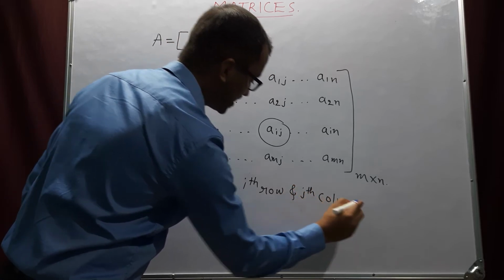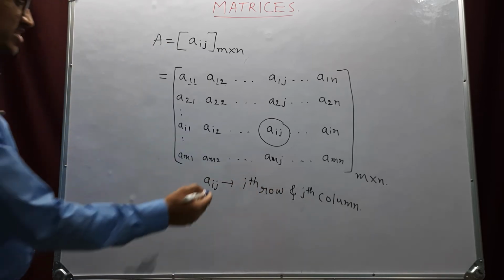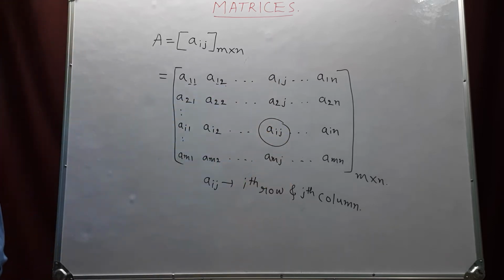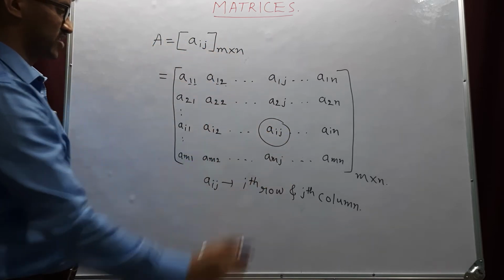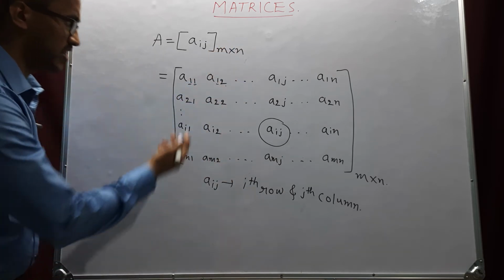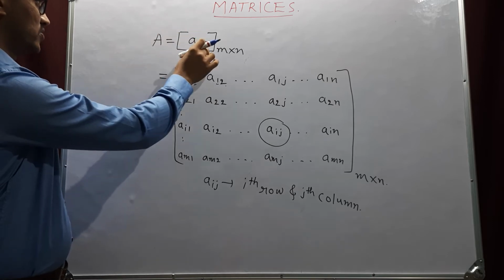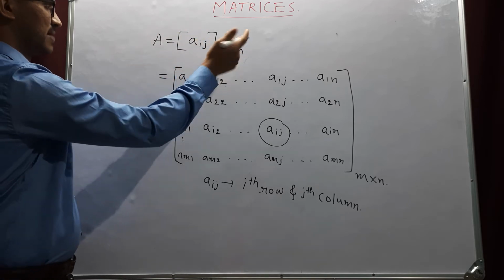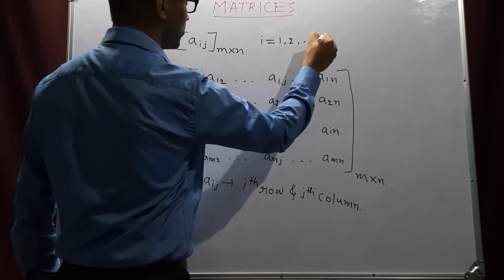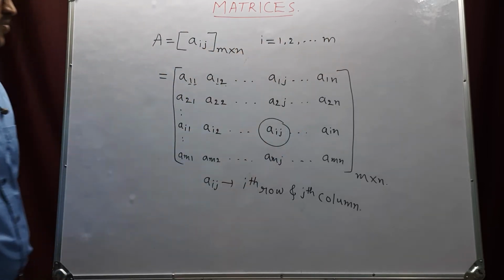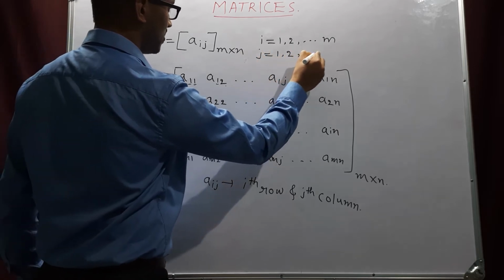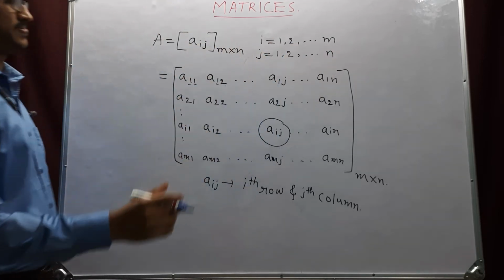So this is the general notation of an element which lies in the ith row and jth column. This is the general notation of a matrix of order m by n. Or we can write it like this also: A equals Aij of order m by n, where i takes the values 1 to m because it has m rows, and j takes values 1 to n because it has n columns.